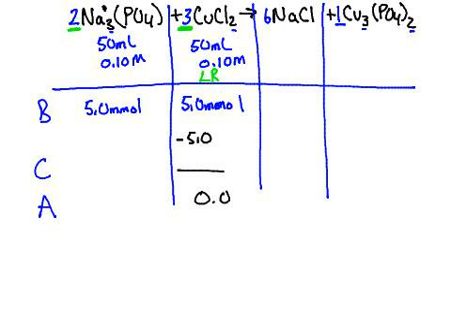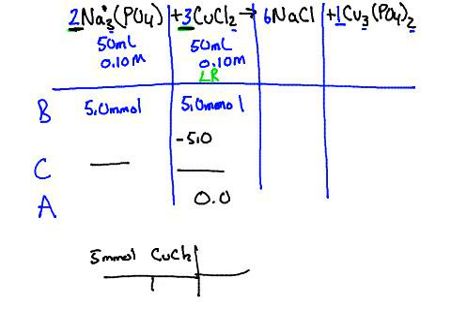Okay, so now we have to figure out how much this goes away. This is a little tricky because of this 3 to 2 ratio. Let me just set it up for you. I think it's better to understand it dimensionally. So if you have 5 millimoles of the CuCl2 over 1, then you can say there are 3 millimoles of CuCl2 to 2 millimoles of Na3PO4.